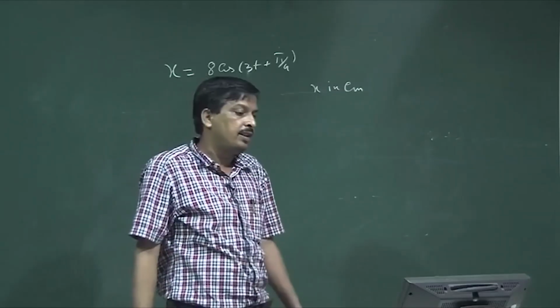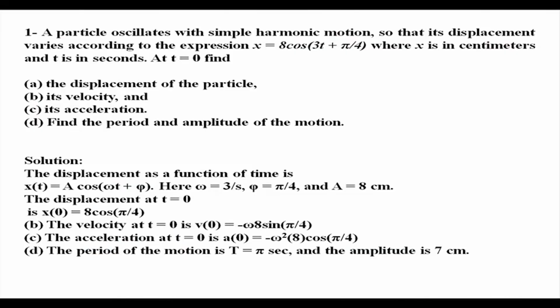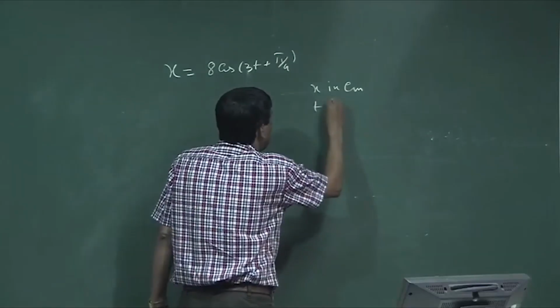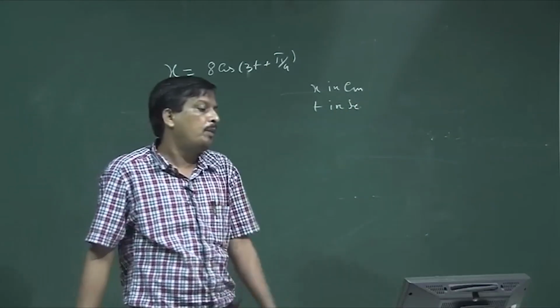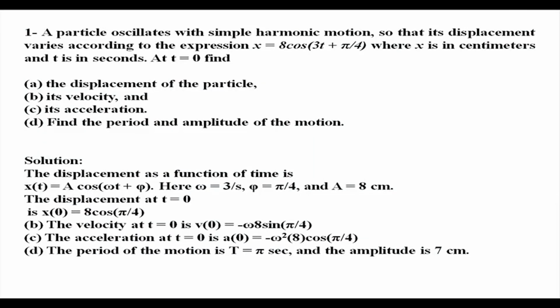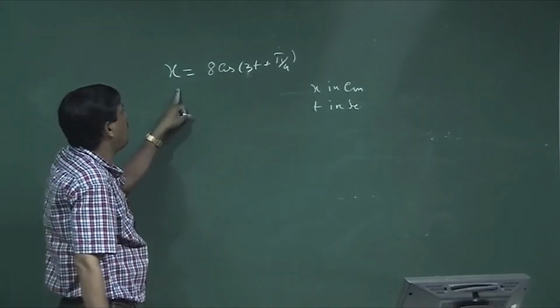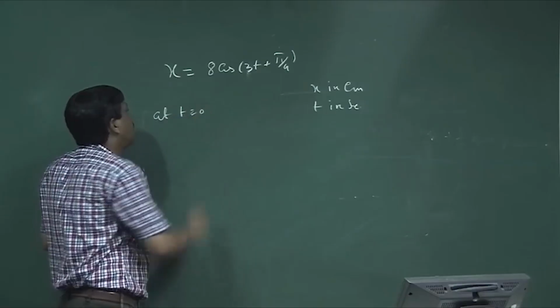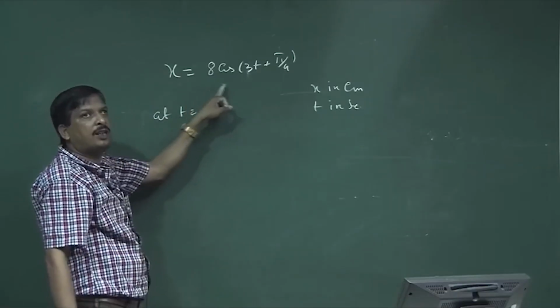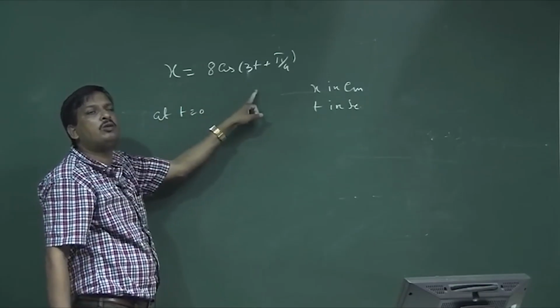And t is in second. Now, if I say find out the displacement of the particle at t equal to 0, what should be the displacement of the particle at t equal to 0?